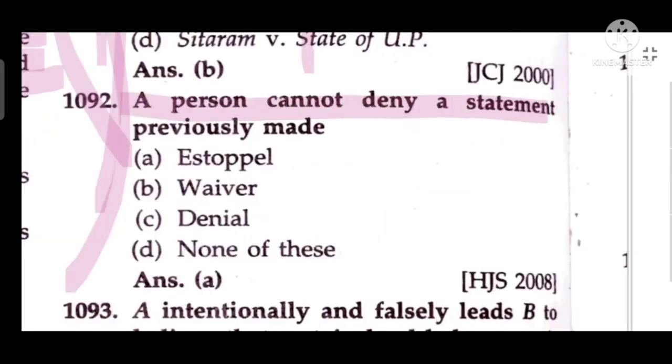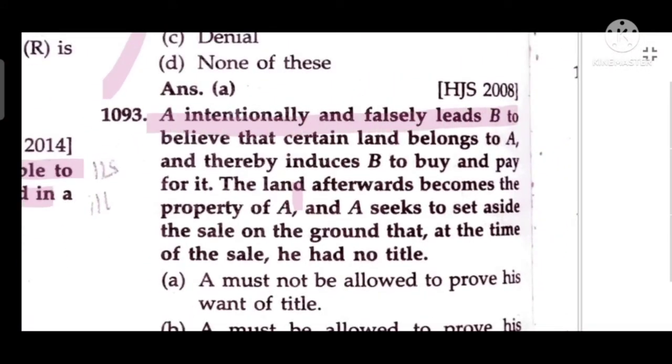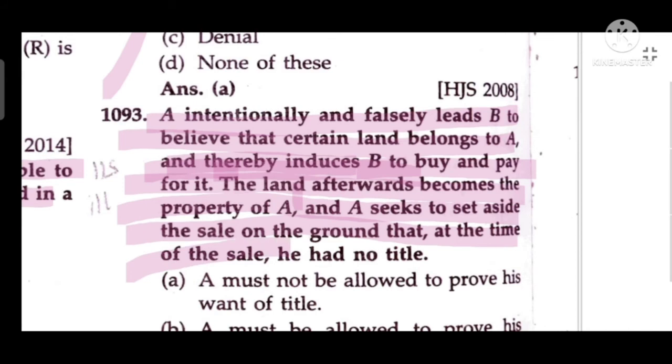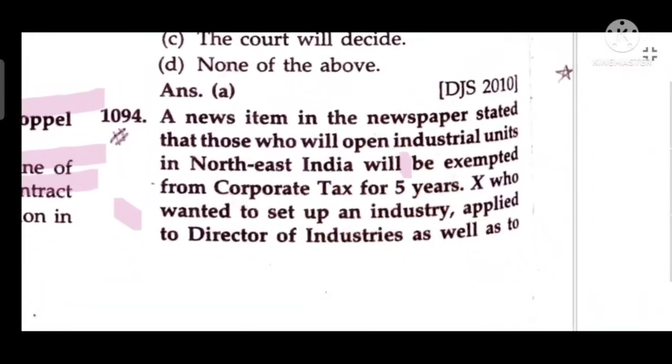A person cannot deny a statement previously made. Estoppel. A intentionally and falsely leads B to believe that certain land belongs to A and thereby induces B to buy and pay for it. The land afterward becomes the property of A, and A seeks to set aside the sale on the ground that at the time of sale he had no title. A must not be allowed to prove the want of title.